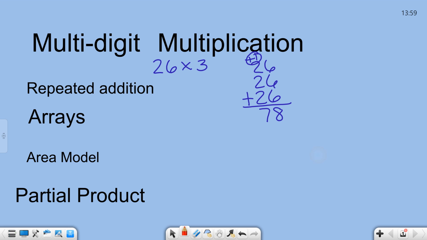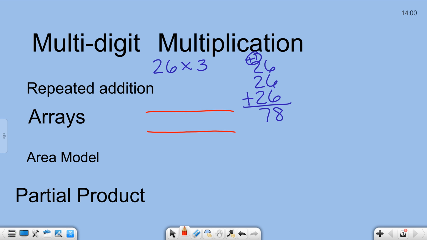Now, I'm going to do arrays. And my suggestion for all my students is when you're multiplying by a 1-digit number, repeatedly adding is the most efficient way. But it can get trickier. So for an array, you have 3 rows of 26, or you could do 26 rows of 3. 3 rows of 26 is much easier to draw.